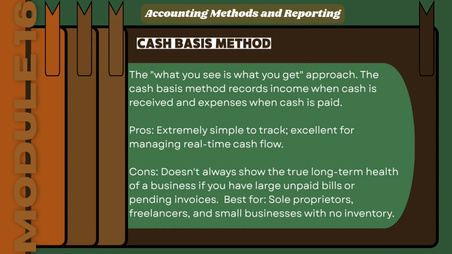Accounting methods and reporting. Cash basis method. The what-you-see-is-what-you-get approach. The cash basis method records income when cash is received and expenses when cash is paid. Pros: extremely simple to track, excellent for managing real-time cash flow. Cons: doesn't always show the true long-term health of a business if you have large unpaid bills or pending invoices. Best for sole proprietors, freelancers, and small businesses with no inventory.